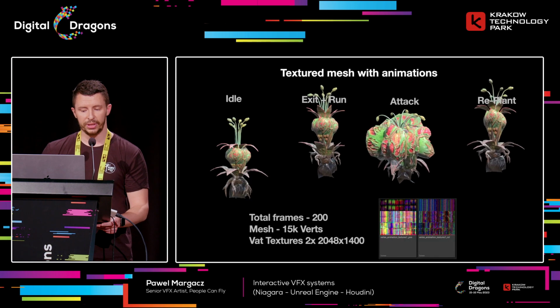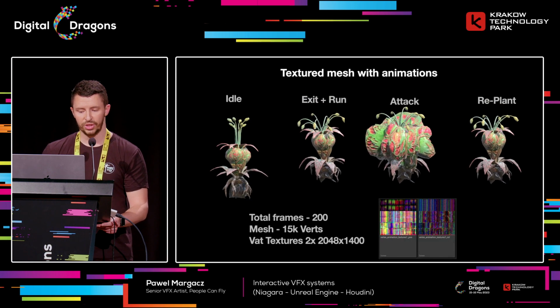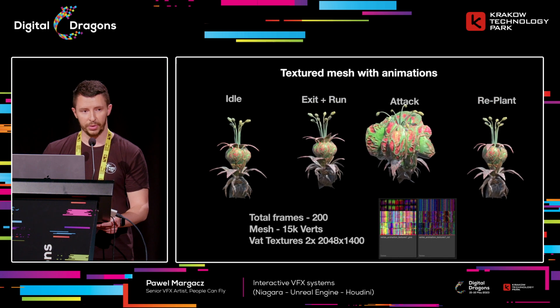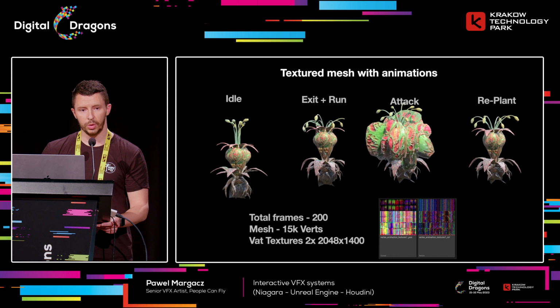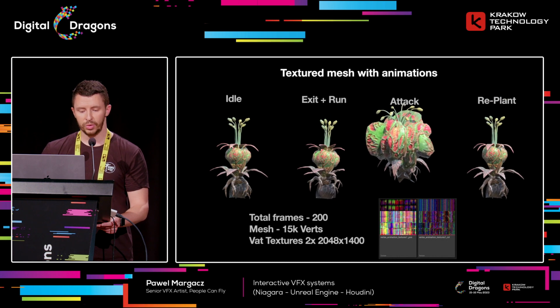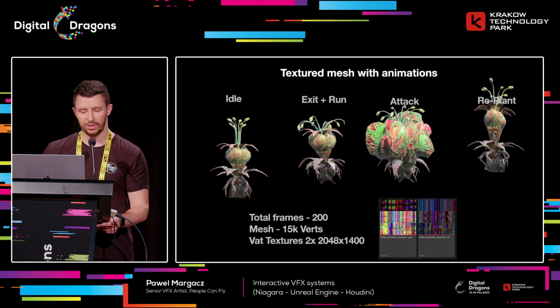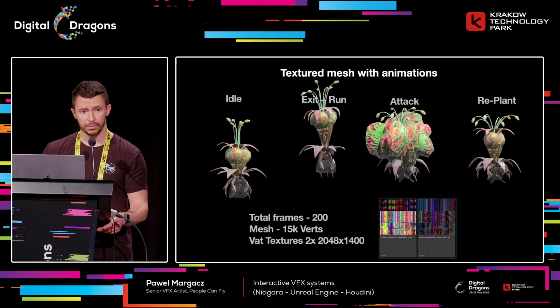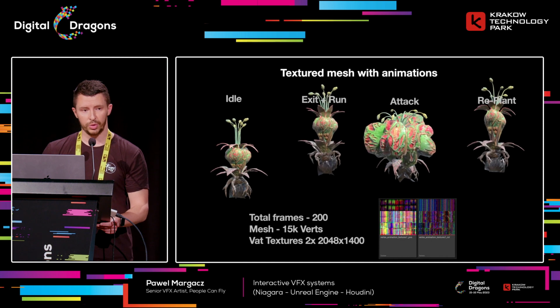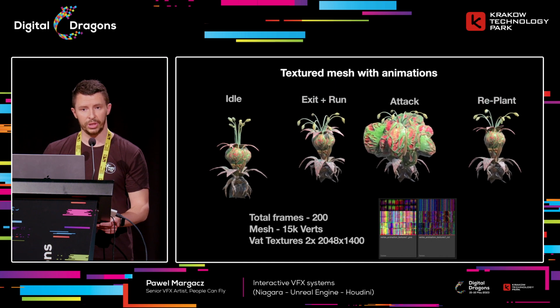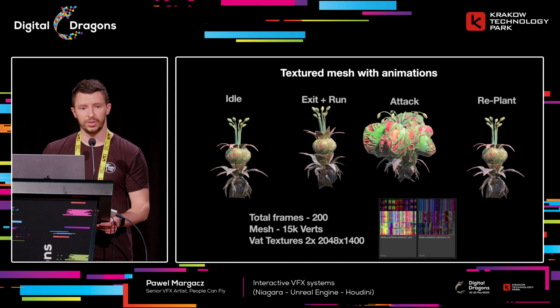So to start off, we need an animated mesh, and we can just put it in Houdini and export it as a vertex animation texture mesh. But it's important to work with your animator to keep the number of frames as low as possible. So that's going to give you a very nice texture resolution. It's also crucial to work with a 3D artist to keep the vertices on your mesh low.